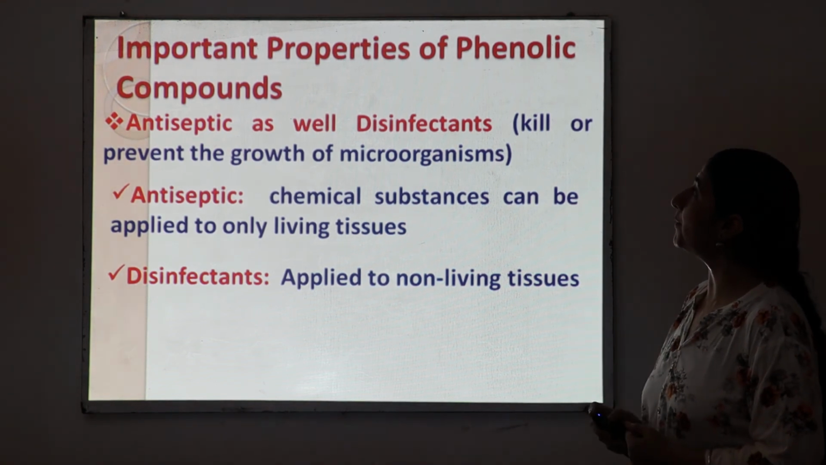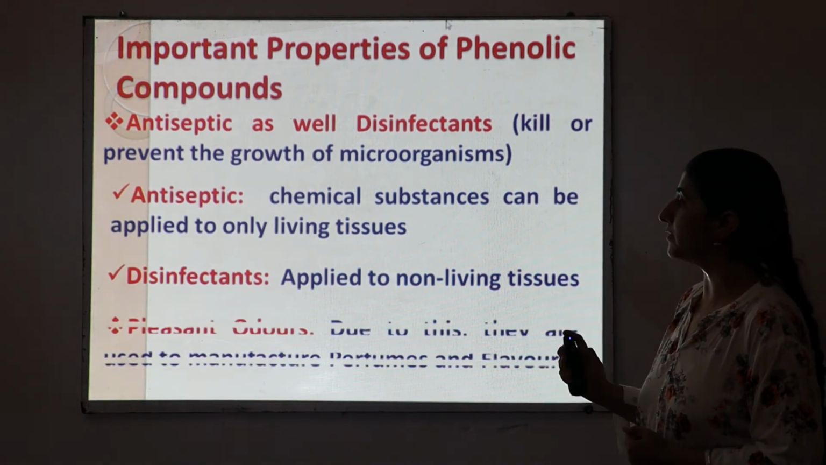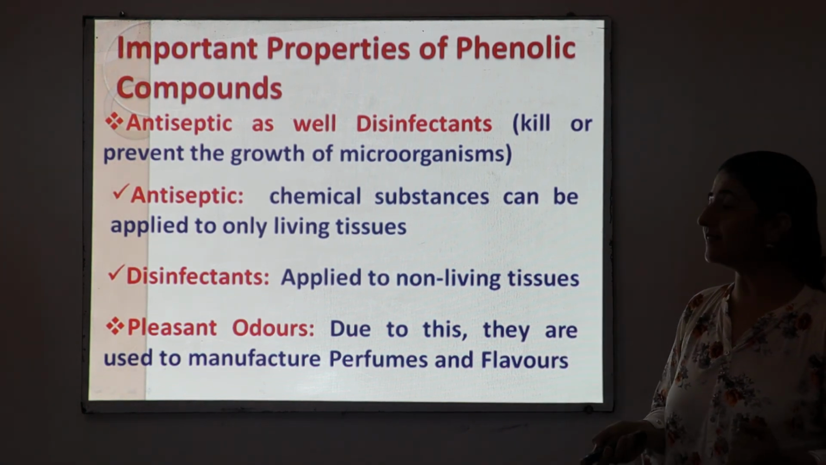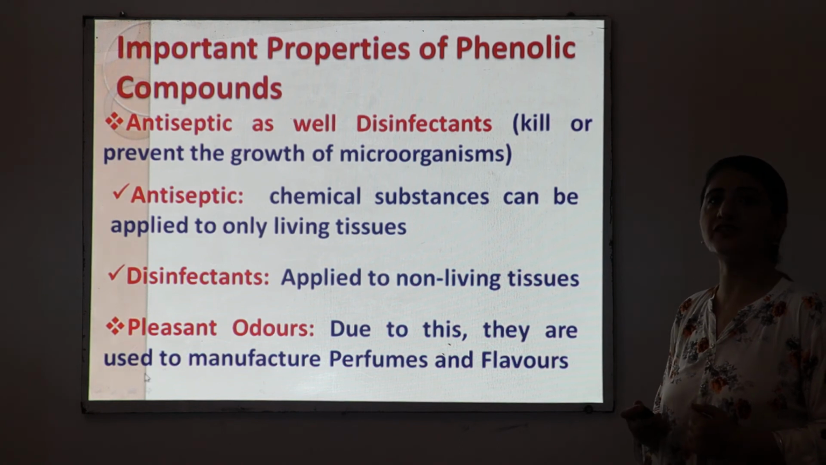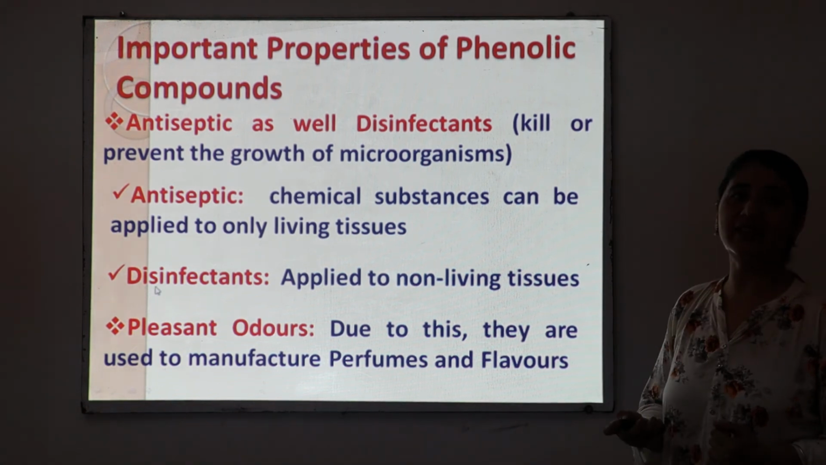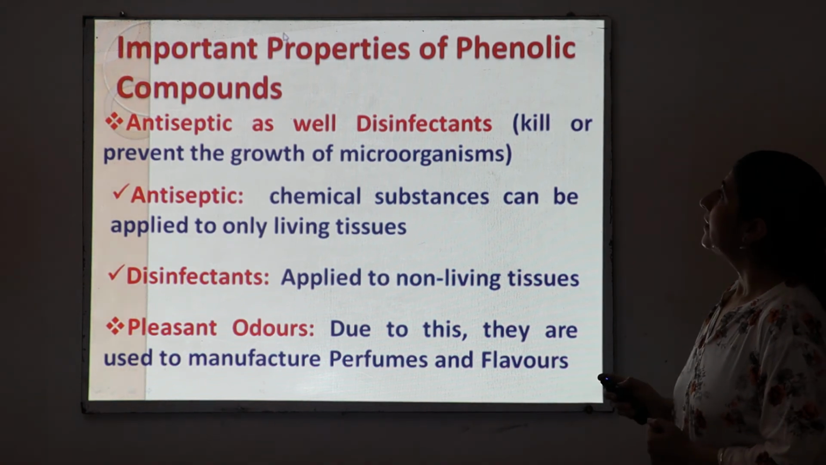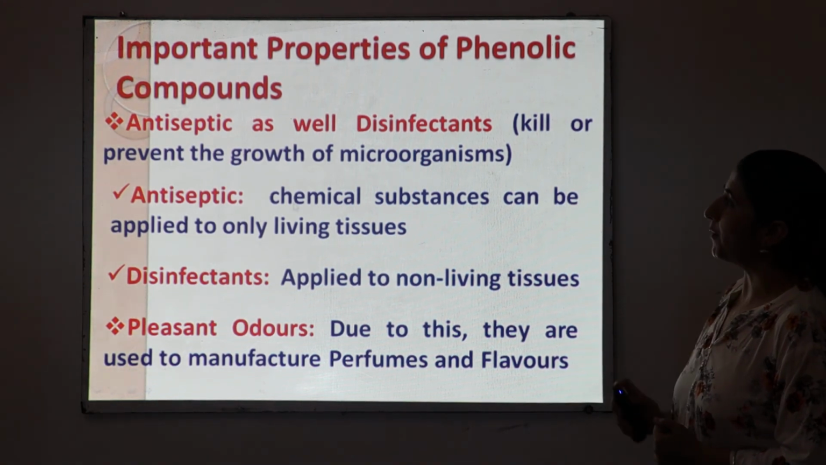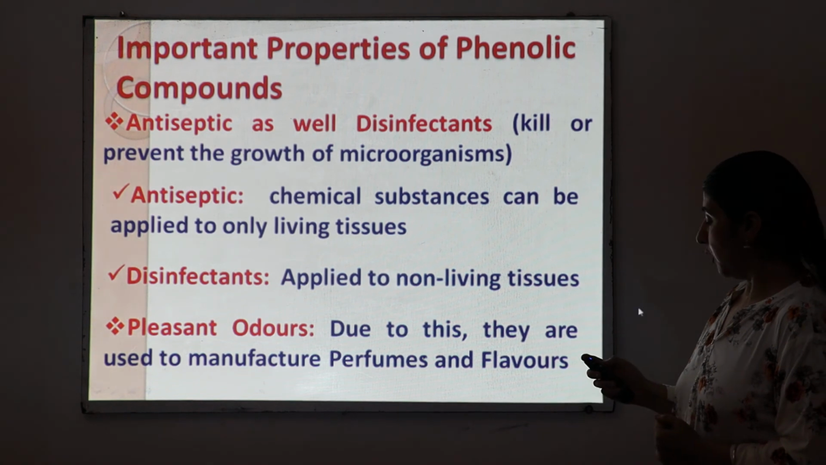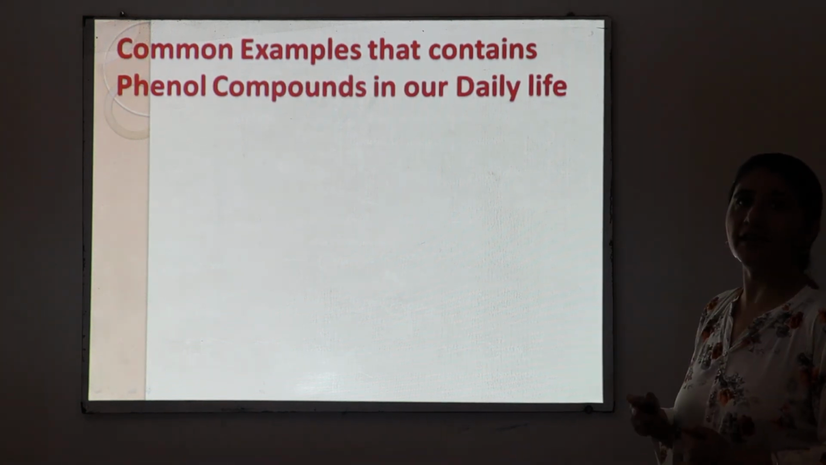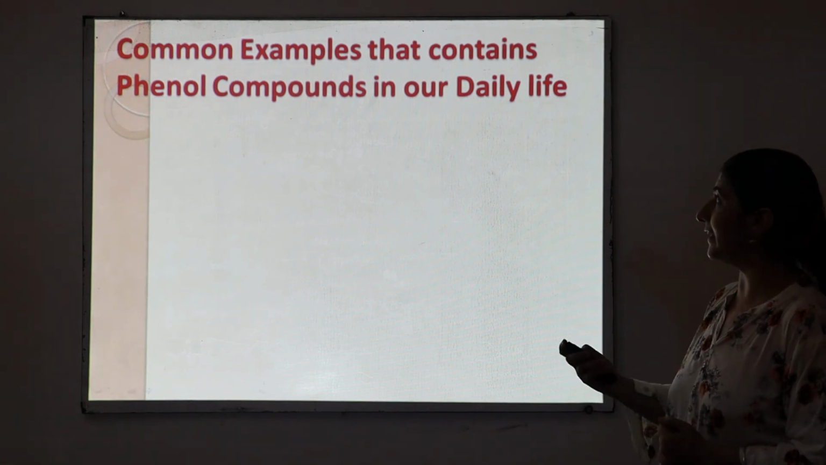The second important property shown by phenolic compounds is that they have a pleasant odor. Due to this pleasant odor, they are used in manufacturing perfumes as well as different flavors used in food items. So due to these two important properties of phenolic compounds, we use various materials which contain a phenolic compound in our daily life.